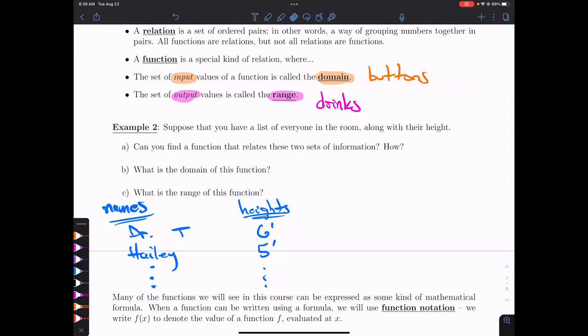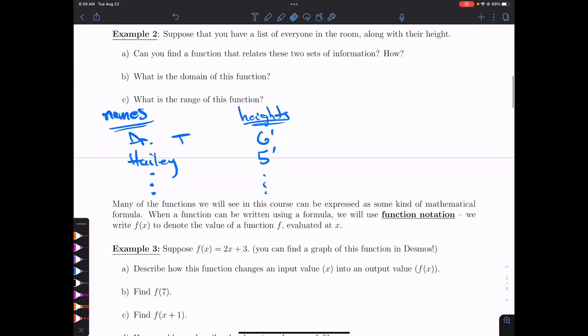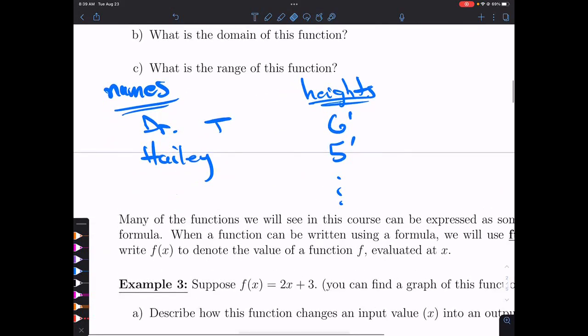Okay, so if we try to pair these up, like, is anyone else either 6 or 5 feet tall?